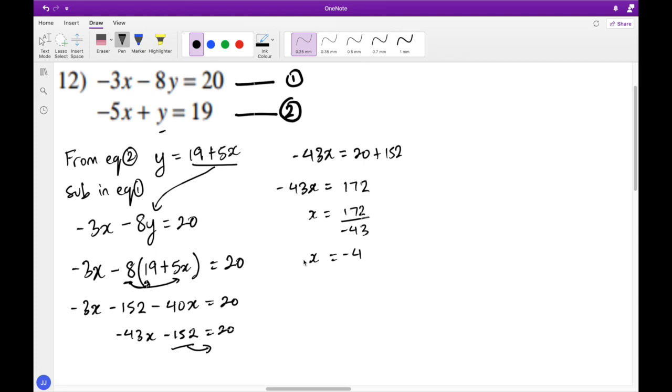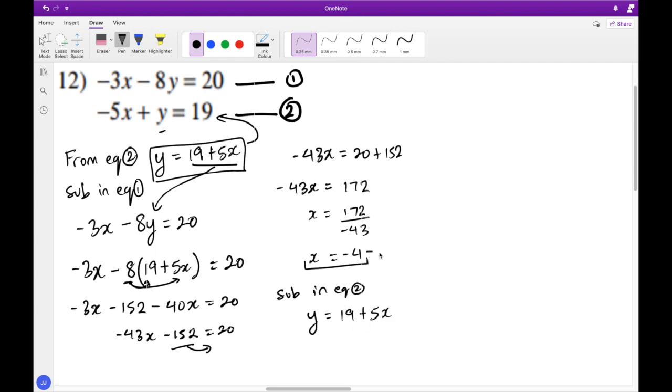So now we can take x is equal to negative 4 and sub it in any one of the equations. Let's sub in equation 2. We can see here that we already manipulated equation 2. Remember, this and this are the same thing. We just basically threw over the 5x. So I can substitute y is equal to 19 plus 5x. That came from equation 2. And now I can just put x being negative 4. So y is equal to 19 plus 5 into negative 4.